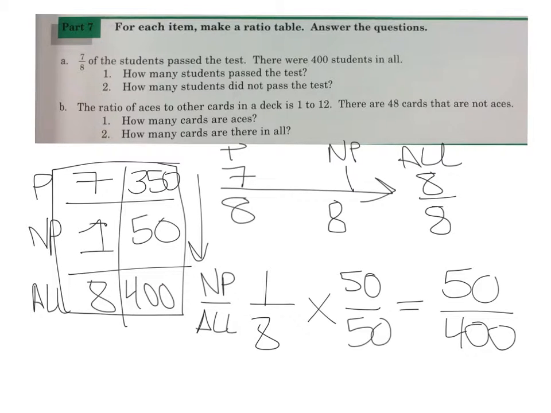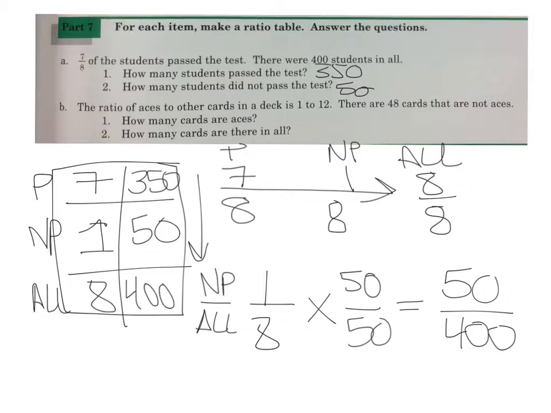So I'm still not done with A. I have to tell you how many students passed the test. So I look back at my table. I know that 350 were the total number of students who passed the test. Okay? And then they want to know how many students did not pass the test. So looking back at the table, not passing the test, there were 50 students.